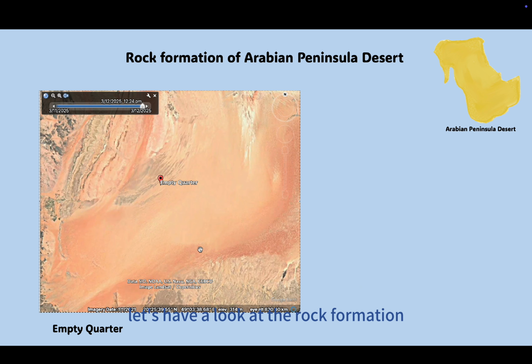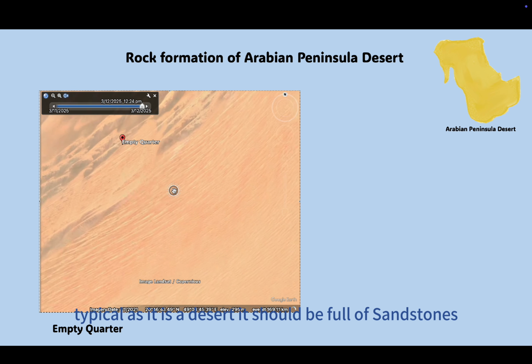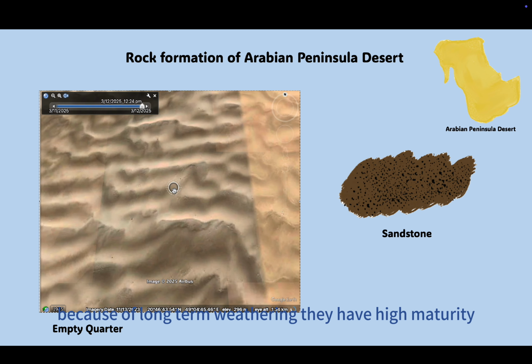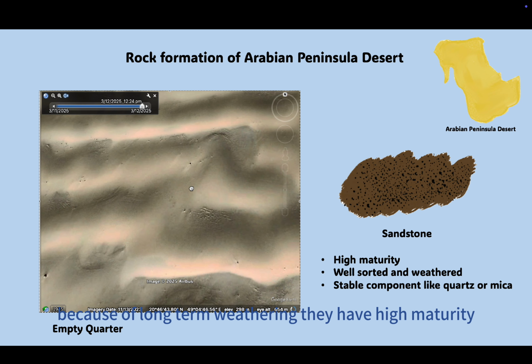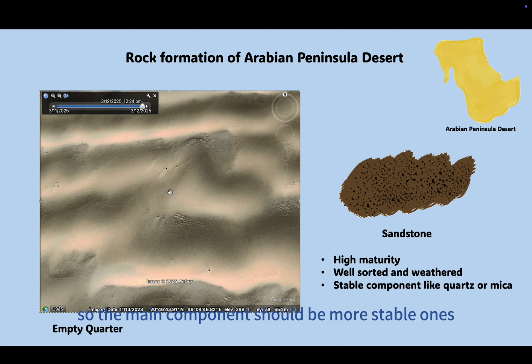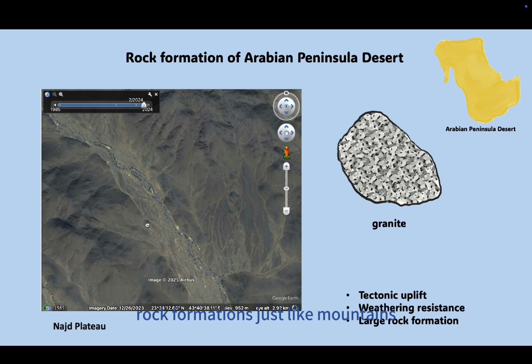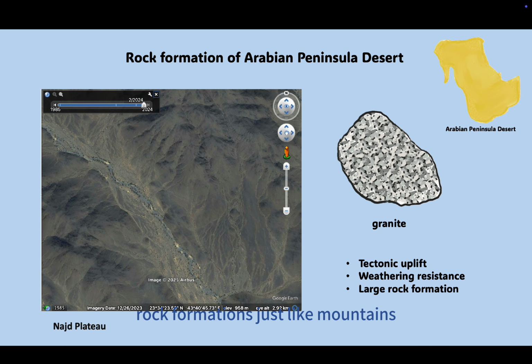Let's have a look at the rock formation. For the rock formation of the Arabian Desert, it is quite typical. As it is a desert, it should be full of sandstones. Because of long-term weathering, they have high maturity, so the main components should be more stable ones, just like quartz or mica, and it should be well sorted as well. Due to the weathering resistance of the grains, it may be found in large rock formations just like mountains.